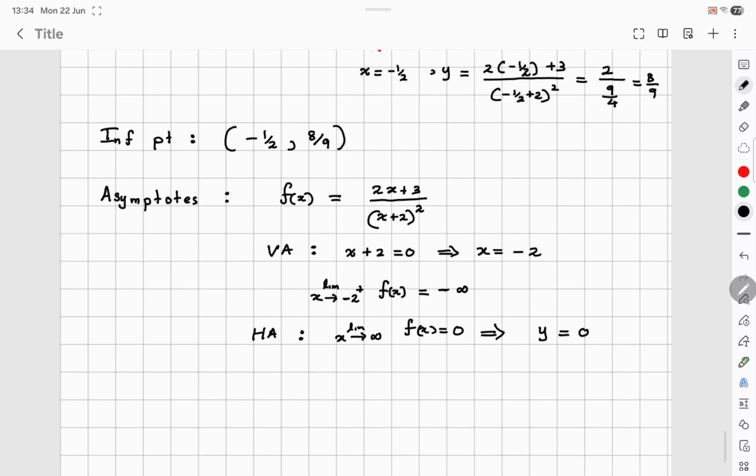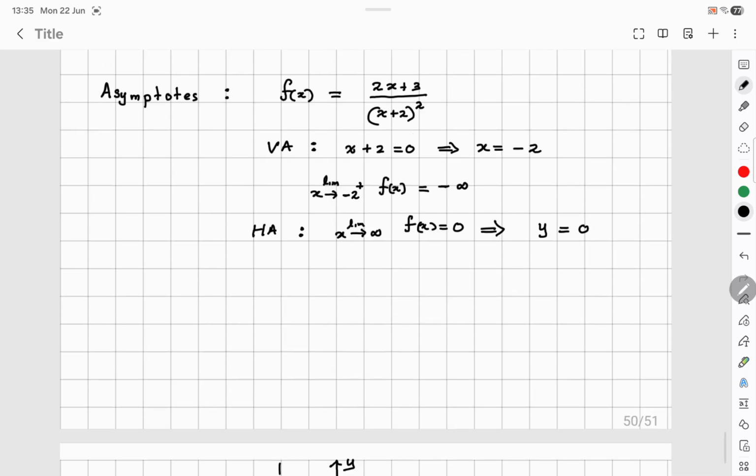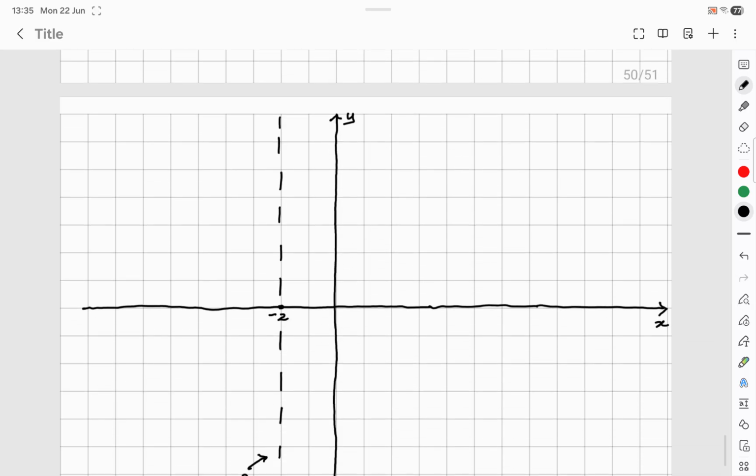So I have a vertical asymptote at x equals minus 2. With the dotted line, I will mark that. So there's the vertical asymptote, x equals minus 2. Then there's a horizontal asymptote, y equals 0, which is just the x-axis, no? So this is the horizontal asymptote, y equals 0, right?